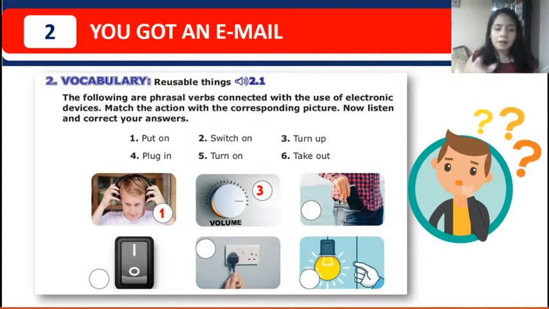Yes, turn up. Don't get confused with turn on. Turn on is different, okay? Turn up is the only one that you must remember. Hey, turn up the volume. This is a party, for example. Or, hey, please turn down the volume. I'm studying. Excellent, guys.